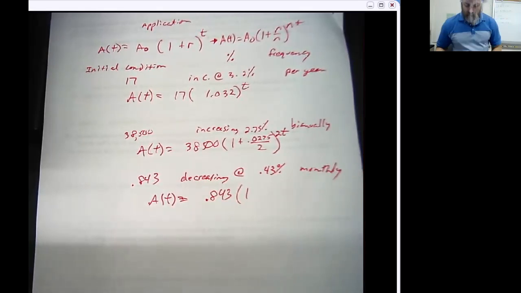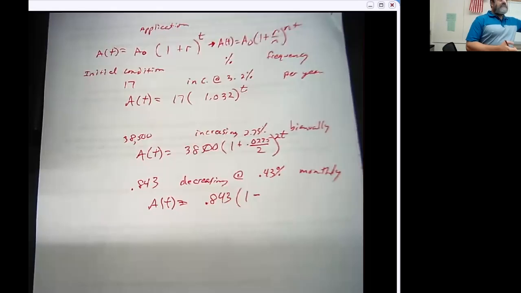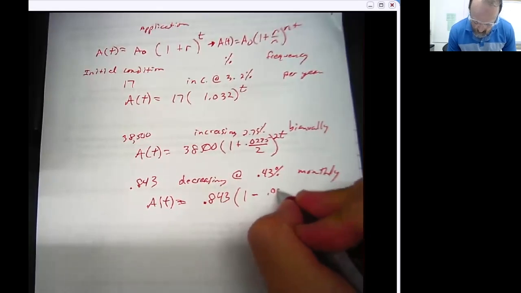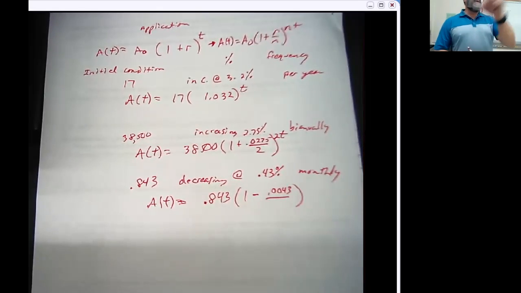100%. That's where we start our story. But then we're going to lose. Why am I losing? Because it says decreasing. Now this is obnoxious. 0.0043. Oh, that's mean, isn't it?